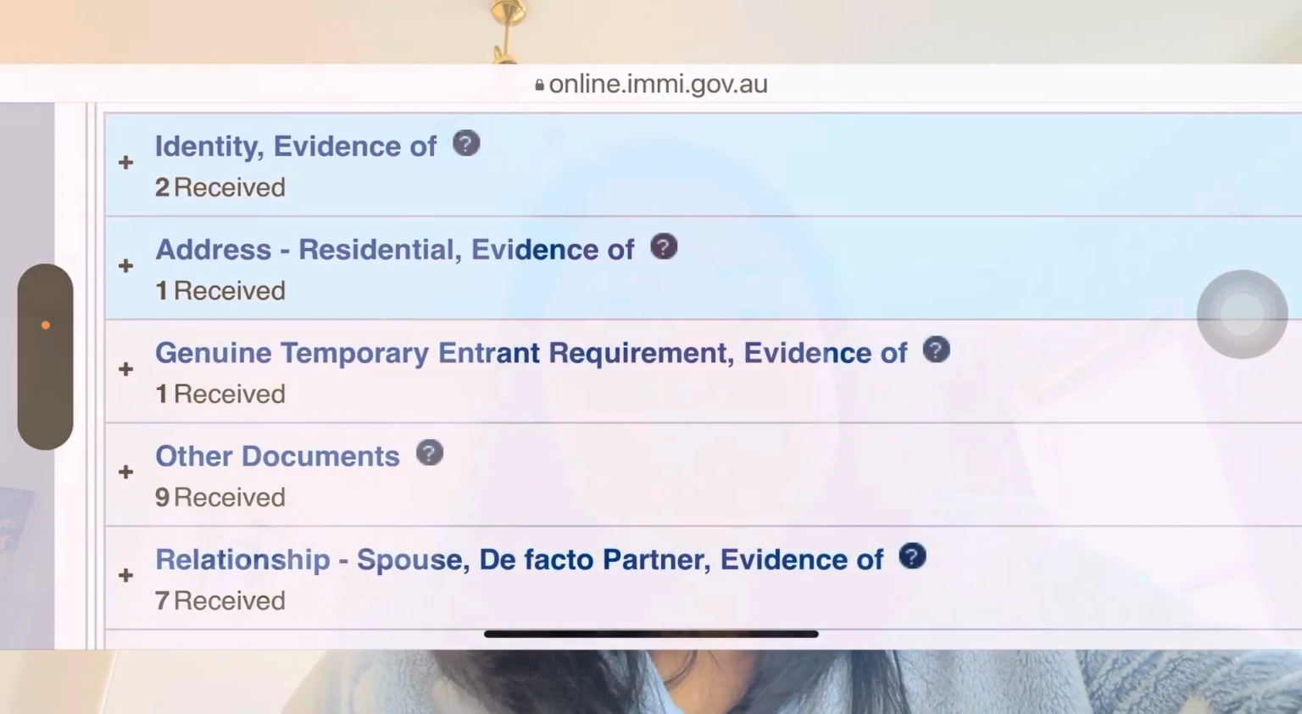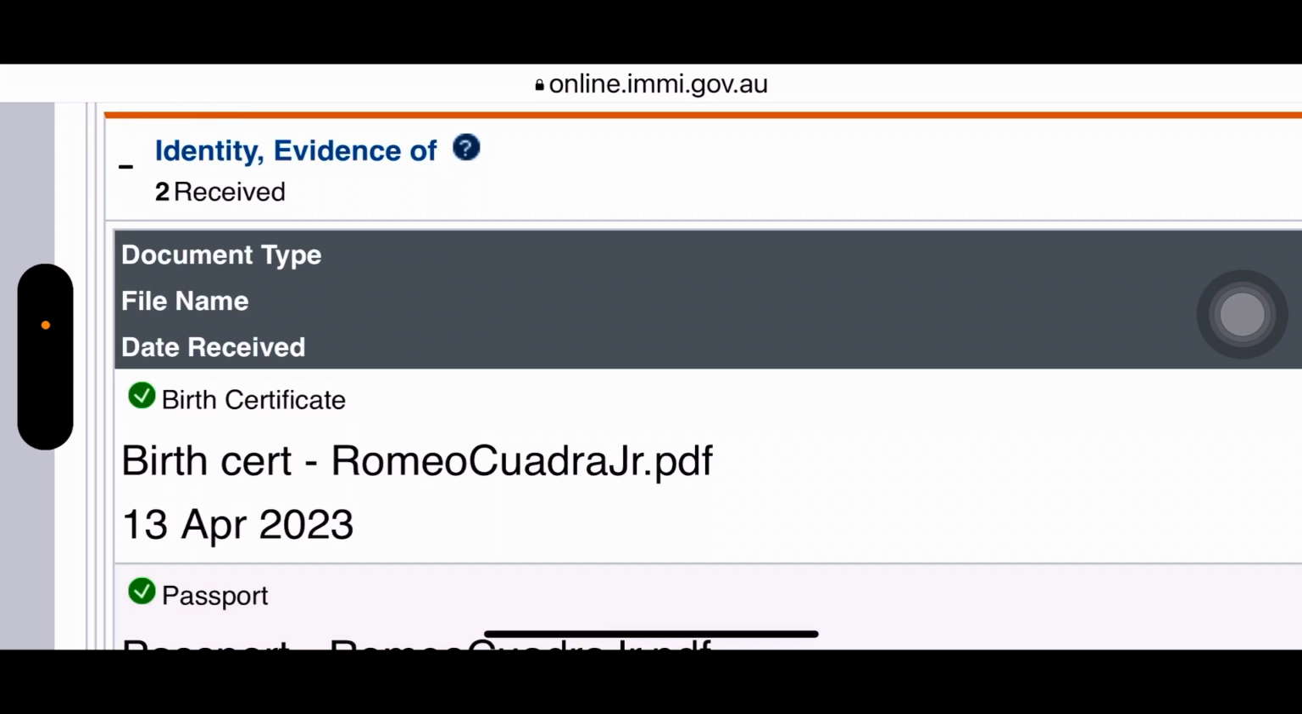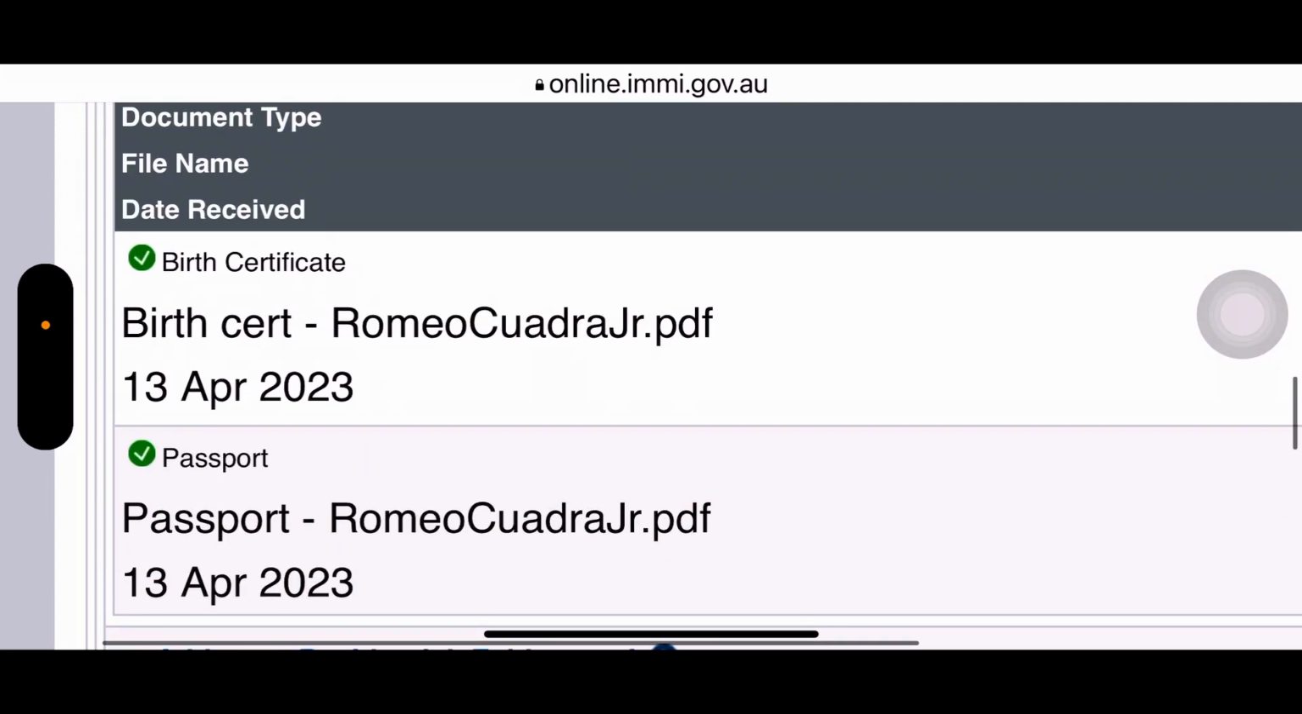So today I'm going to show you all the documents that we submitted for the student dependent visa of my de facto partner. Of identity, you only need to provide the passport and birth certificate of the applicant.